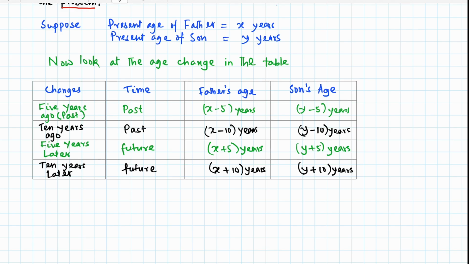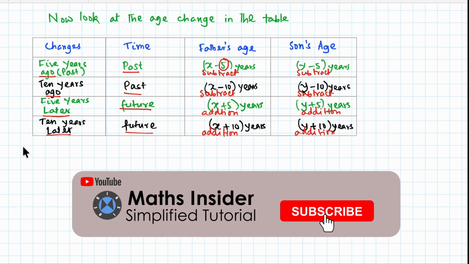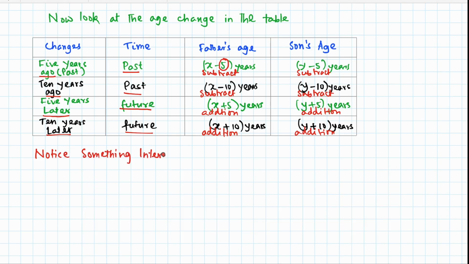So we can see the changes of the ages from the current age. When it is past, we are subtracting, and when it is later or in the future, we are adding. In case of 5 years and 10 years ago, we have subtracted, and in case of 5 years later and 10 years later, we have added the years to the present age. What can you notice from here? Although the ages change in past and future from the current age, you can notice something interesting.